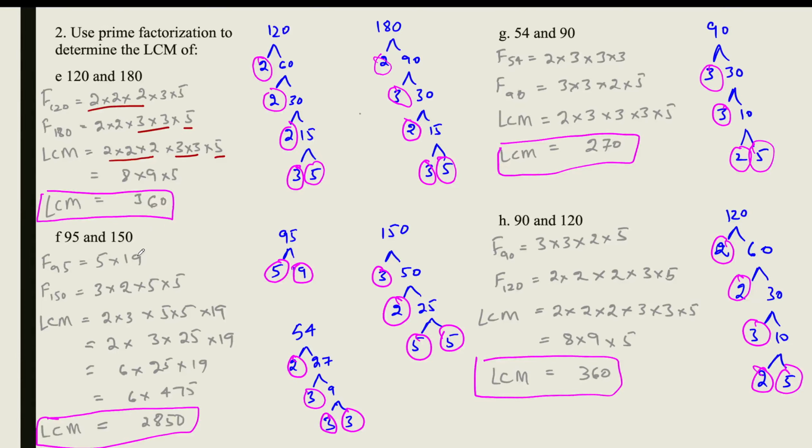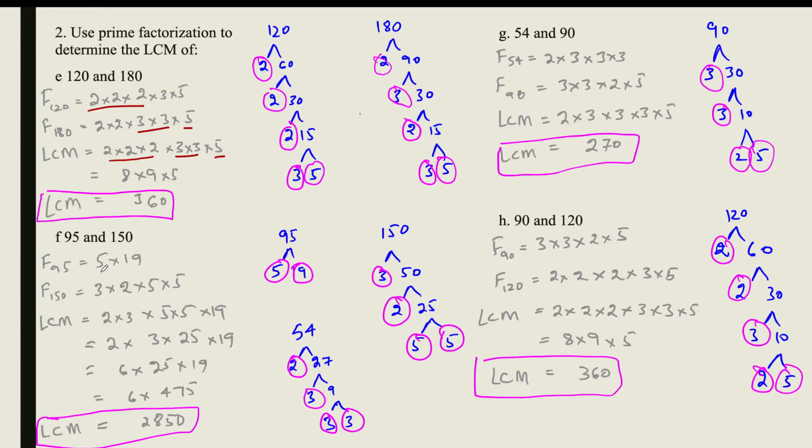Between 95 and 150, again it's the same, expressing the number as a product of prime factors using any one of the two methods we know by now. Then we look for the common factors in both the numbers. So the common factors, we look for the factors with the highest power. So in here we are having 5 and 19.